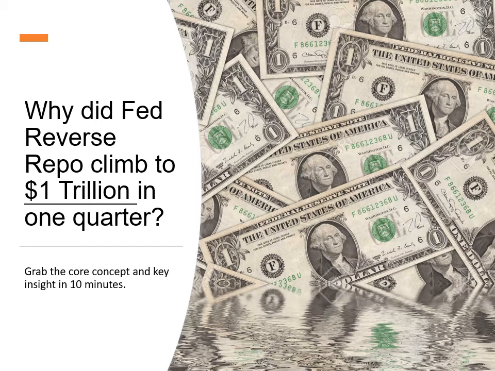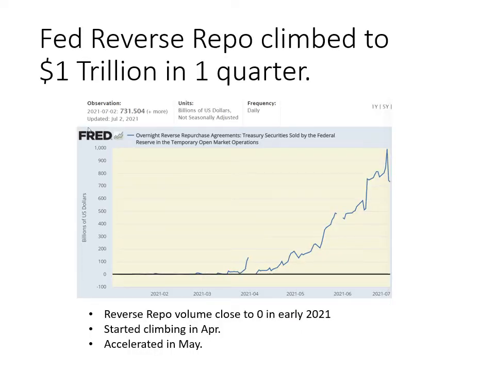Today we're going to talk about why the Fed reverse repo climbed to 1 trillion in less than one quarter. I'm going to guide you through the key concept and some insight in the coming 10 minutes. So let's first start with the trend. As you can see from the graph, the reverse repo volume was very low, close to zero in early 2021. But then it started to climb in April and further accelerated in May. And finally, it reached 1 trillion at the end of June and early July.